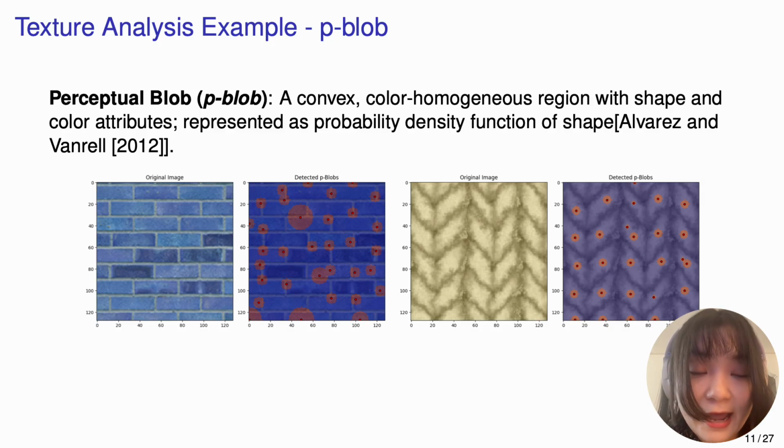So here I also show an experiment on the structural method of texture analysis. It's named perceptual blob. It's a convex color homogeneous region with shape and color attributes that I extract from the textures, and it is represented as a probability density function of shape. You can see the small textons extracted from the textures.